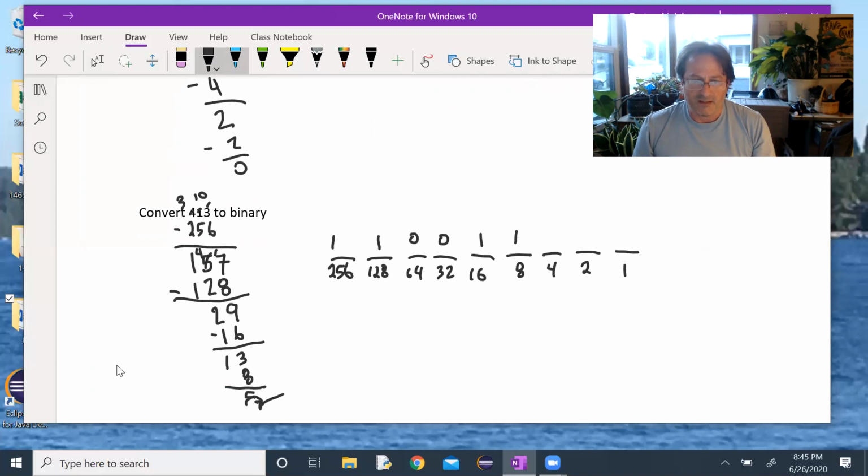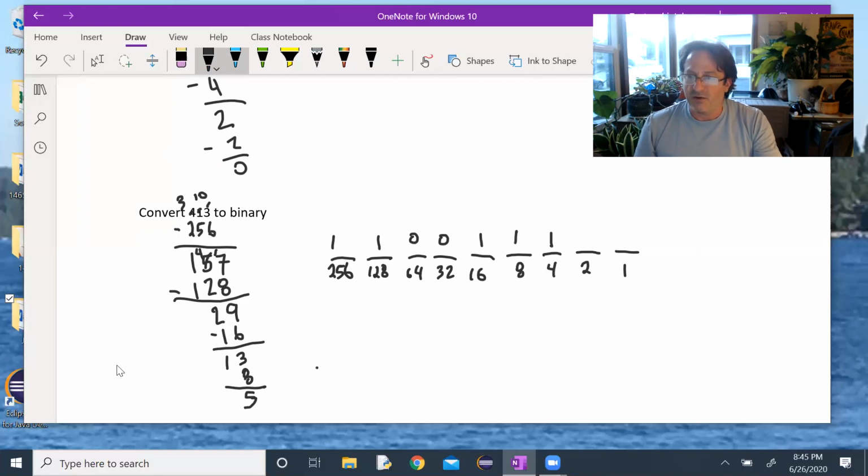Oh, that pen went crazy again. Sorry. Come on. 13 minus 8 will give us 5. There's buttons on this pen, and every time I hit it, it does this weird thing. It just keeps chasing my pen around.